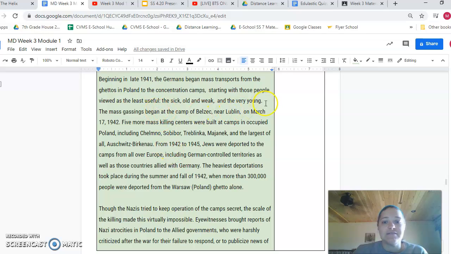Beginning in late 1941, the Germans began mass transports from the ghettos in Poland to the concentration camps, starting with those people viewed as the least useful: the sick, old and weak, and the very young. The mass gassings began at the camp of Belzec near Lublin on March 17, 1942. 5 more mass killing centers were built at camps in occupied Poland, including Chelmno, Sobibor, Treblinka, Majdanek, and the largest of all, Auschwitz-Birkenau.